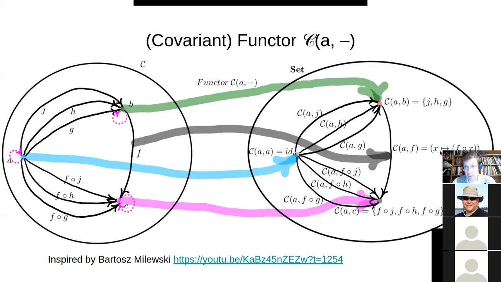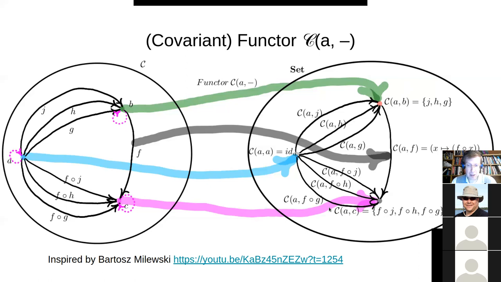Okay. And C(A,F) maps this set C(A,B) into this set C(A,C). How does it do that? Well, it takes each of these items, that's the X, like J, and it composes F with that. So for J, we get F after J. For H, we get F after H. For G, we get F after G. But big picture, C(A,F) maps this set, C(A,B), into C(A,C).